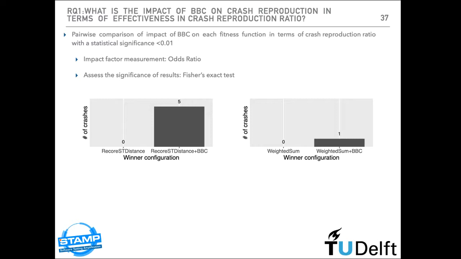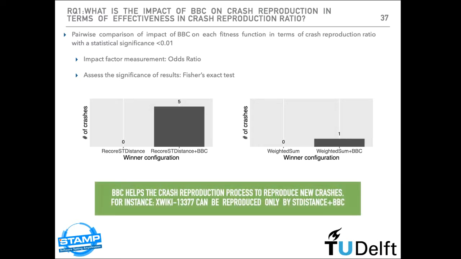The results indicate that applying basic block coverage can significantly improve the crash reproduction guided by ST distance in 5 crashes. This number is 1 for the weighted sum fitness function. This result was expected because ST distance uses approach level and branch distance more often. We even observed that BBC helped ST distance reproduce some crashes which were not reproducible by other configurations, for instance XPK 13377. If you check this crash, you can see that the method we used as an example at the first slide of this presentation is involved in this crash.